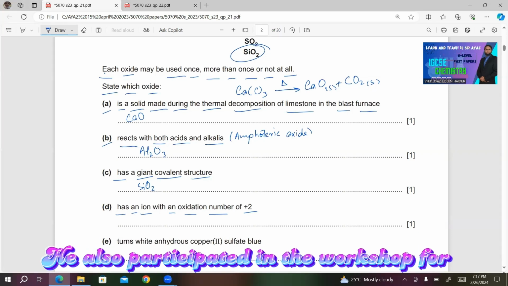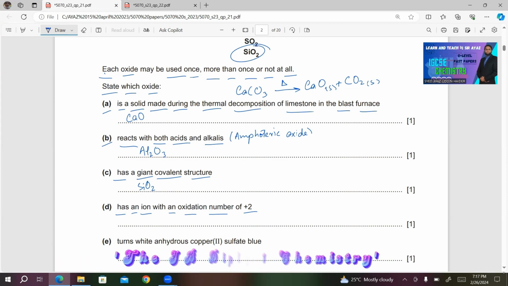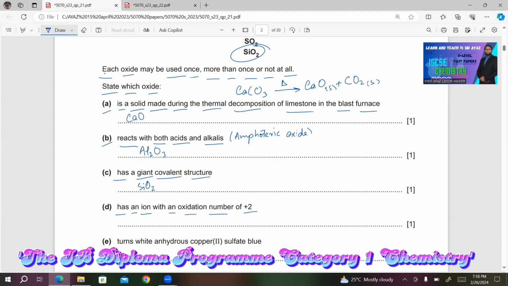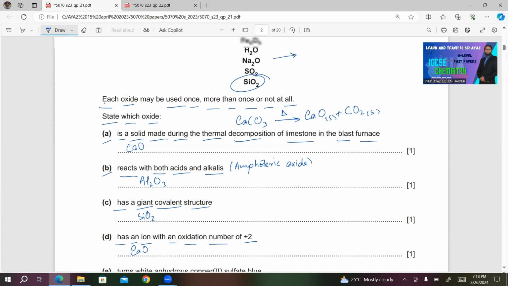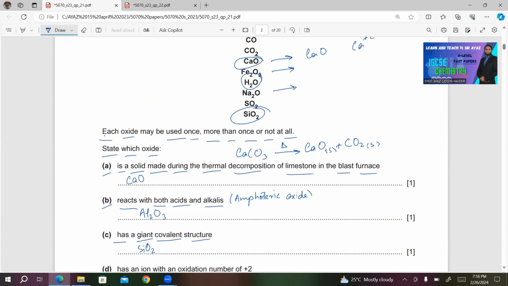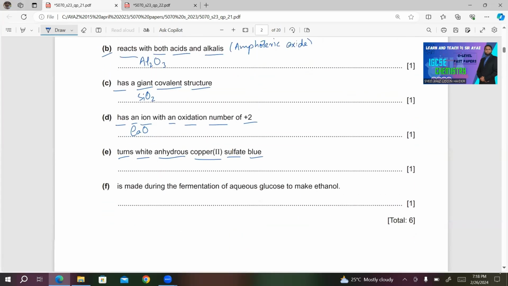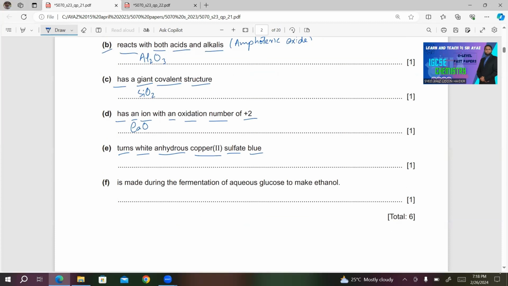Charge or oxidation number have the same meaning. Oxidation number is a charge on atom, ion, molecule. So here we have CaO as the answer. Number E, turns white anhydrous copper sulfate blue. Now they are definitely talking about water. Here it is. Water turns anhydrous copper sulfate blue.